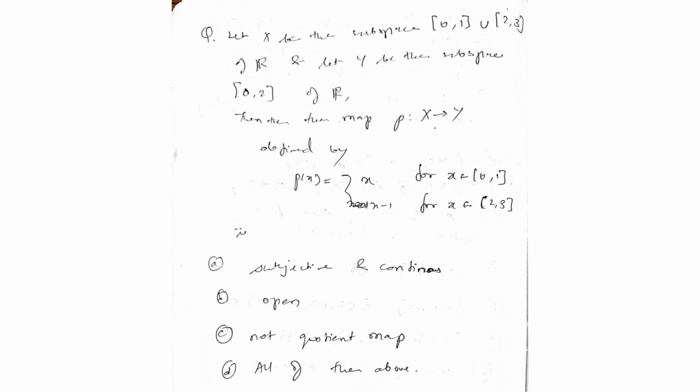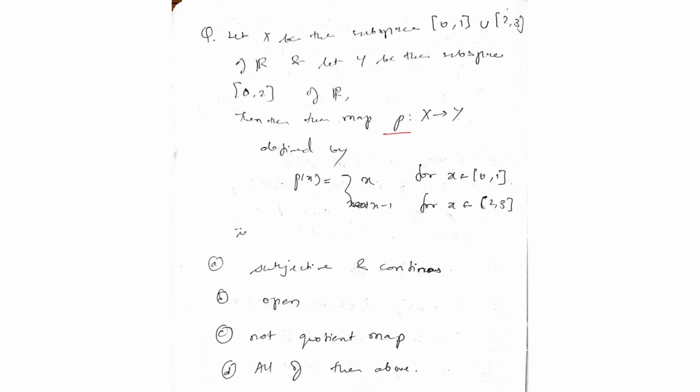Then the map P from X to Y defined by P of x is equal to x if x belongs to [0,1], and it is x minus 1 for x belonging to [2,3]. Okay, so which of these options is correct for the map P? Option A says that it is surjective and continuous. Option B says that it is open. Option C says that it is not a quotient map. And option D says that all of the above is true.